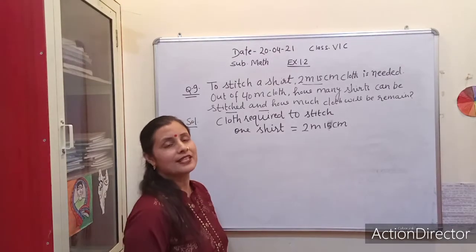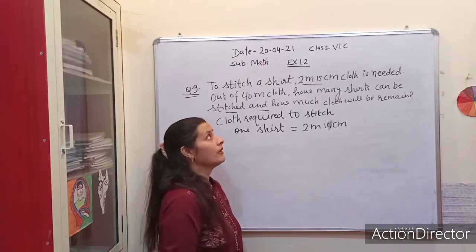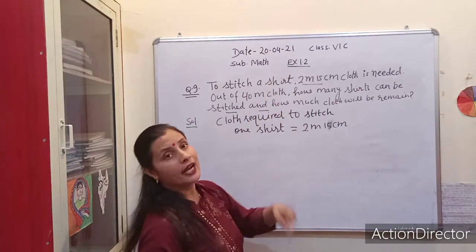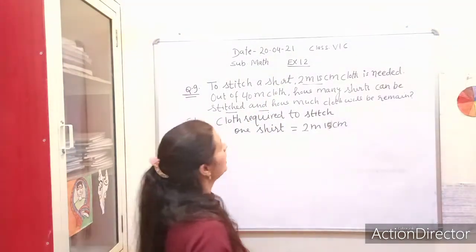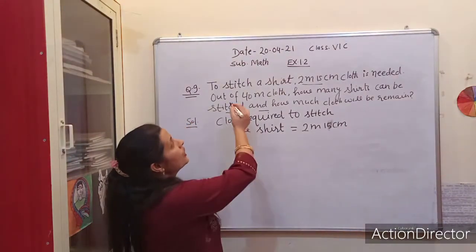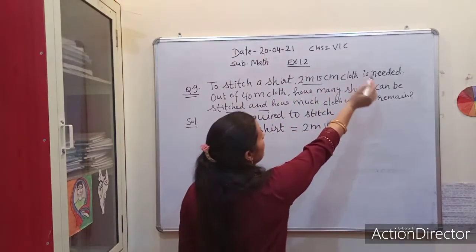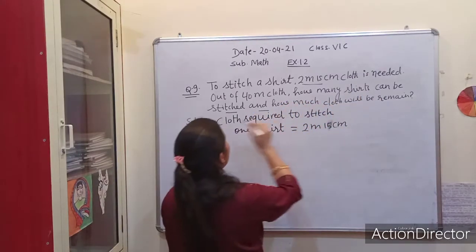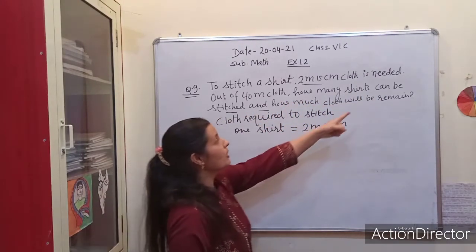Good morning student, this is your subject teacher and today we will do NCERT Maths exercise 1.2 question number 9, 10, 11 and 12. Okay, now just read a question first. To stitch a shirt 2 meter 15 centimeter cloth is needed. Out of 40 meter, how many shirts can be stitched and how much cloth will remain?